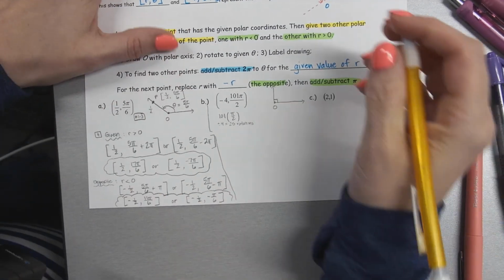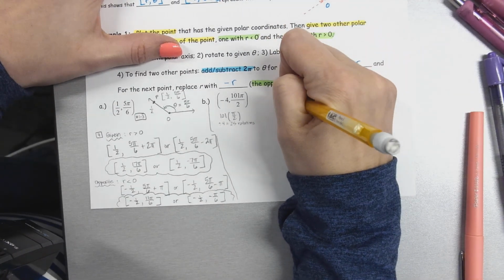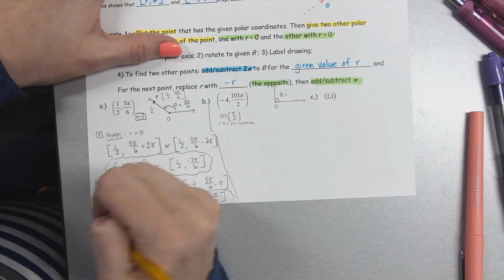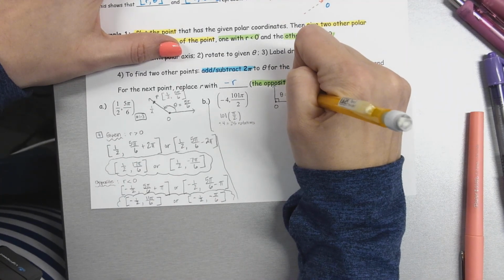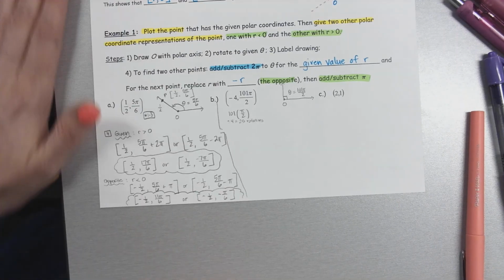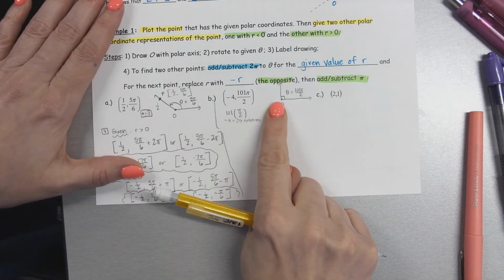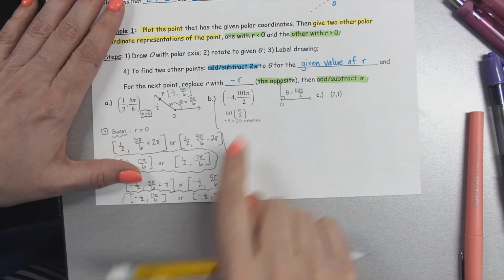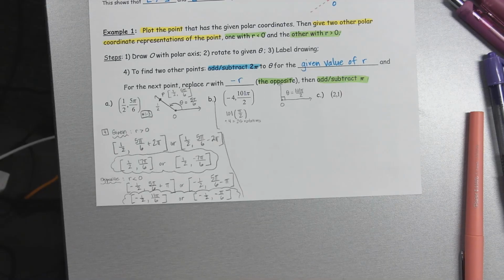You can use your right angle symbol for this. Okay, so theta is 101 pi over 2. So that is steps 1 and 2: the pole, the polar axis, find your value of theta. Now in step 3, you're going to find your point.